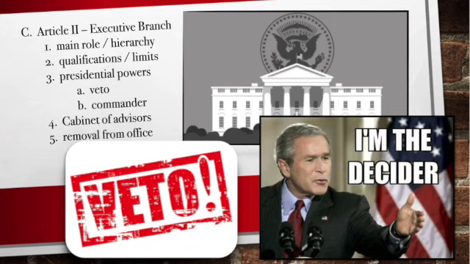Okay? The president, according to Article 2, also has a cabinet of advisors. All right? We'll talk about them in detail later on, but all we need to know right now is that the president has several advisors who are policy experts on certain areas. And they give the president advice about what to do, and it's helpful.